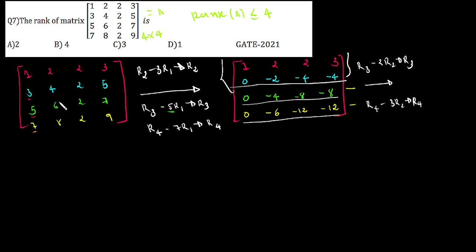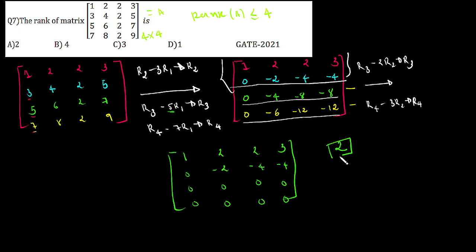After doing those two operations we are getting the resultant matrix like this. Let's put it here. This first row will remain as it is, this second row also remains as it is, and the last two rows will be in the 0 0 form. So now you can easily see the rank of this matrix is nothing but the number of non-zero rows. Here the number of non-zero rows is 2, so the rank is 2 for this matrix. So we can say option A is correct in this question.